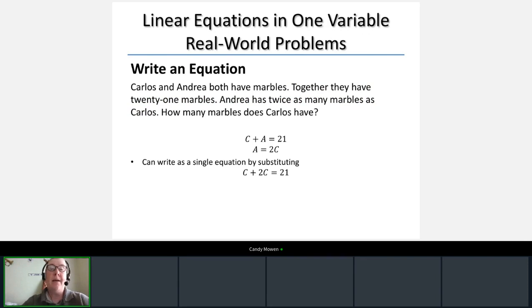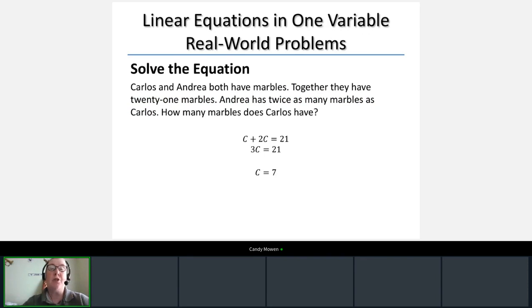Okay, and then we combine like terms. C plus 2C is 3C equals 21. We are going to divide both sides by 3, and we get C equals 7. Carlos has 7 marbles. And Andrea has twice as many.